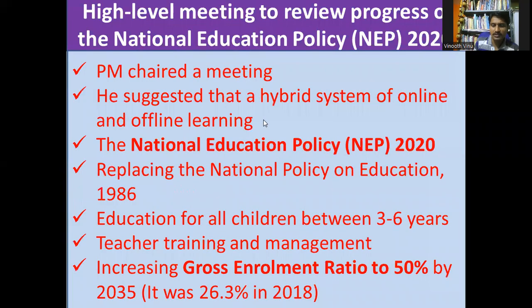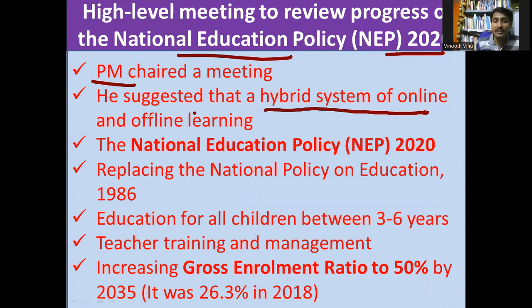Coming to the related news of National Education Policy, recently a high-level meeting to review progress of National Education Policy was chaired by Prime Minister Narendra Modi. What he suggested is a hybrid system of online and offline learning. I mean, both have to be connected. Offline is the higher priority under the hybrid system.